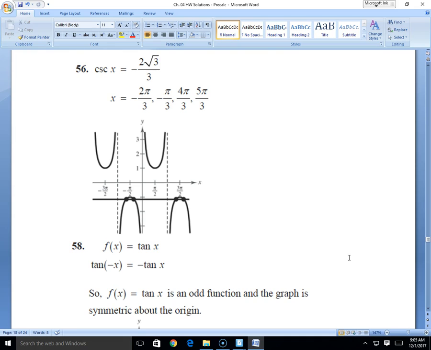Pause, I need to take like a 40-minute bathroom break. Number 56.